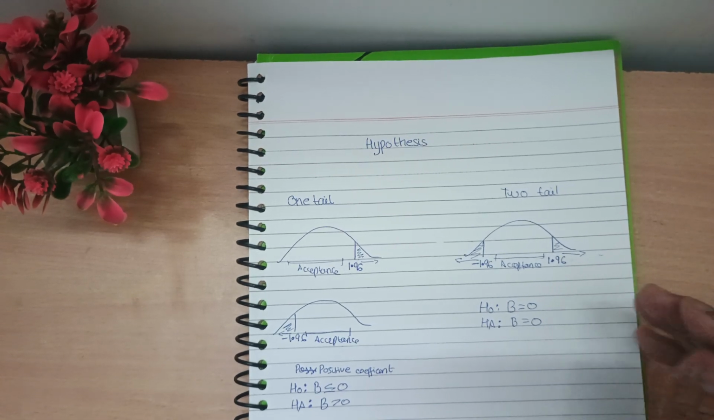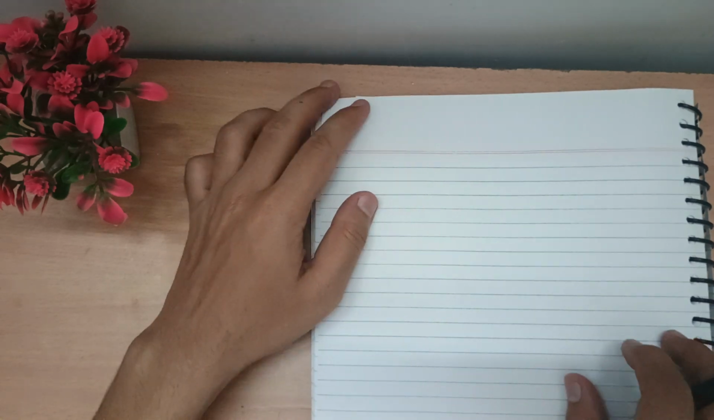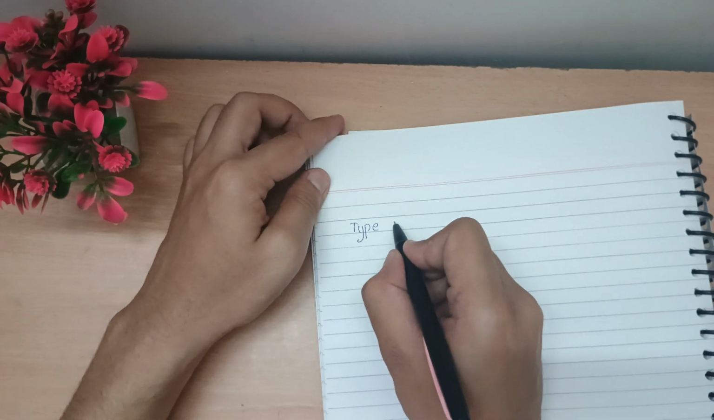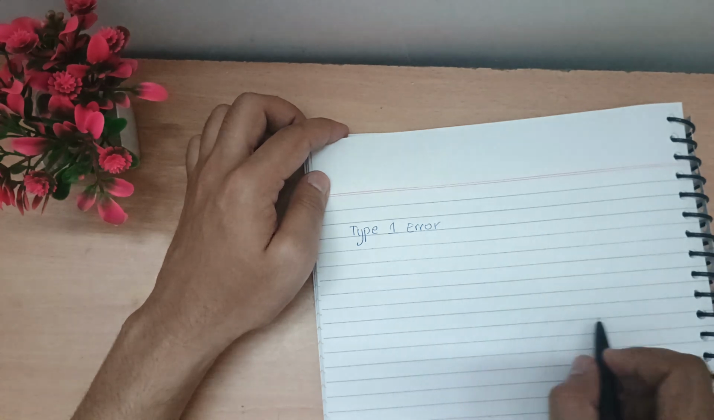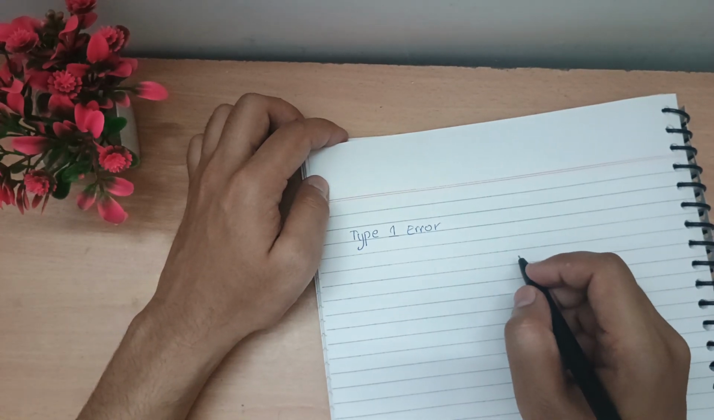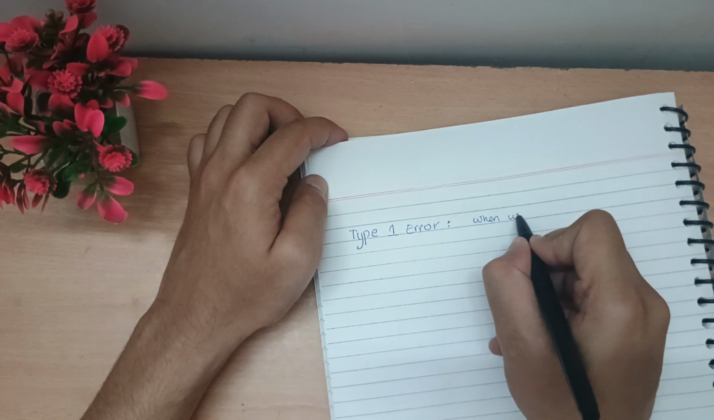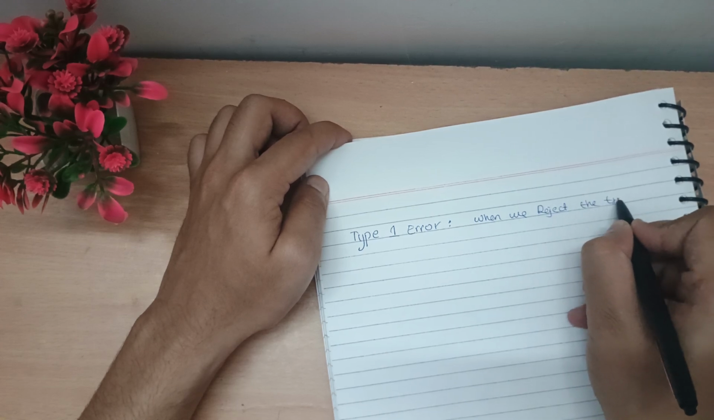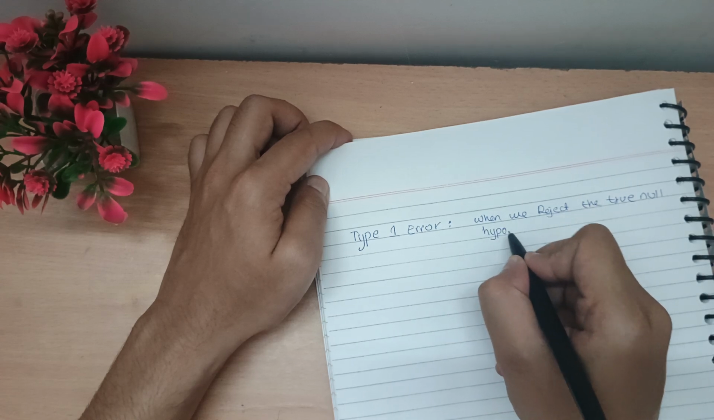So this was the basic understanding of hypothesis. Now we will move to the type 1 and type 2 error. Type 1 error refers to the error when we reject the true null hypothesis. I have written hypothesis as hypo.